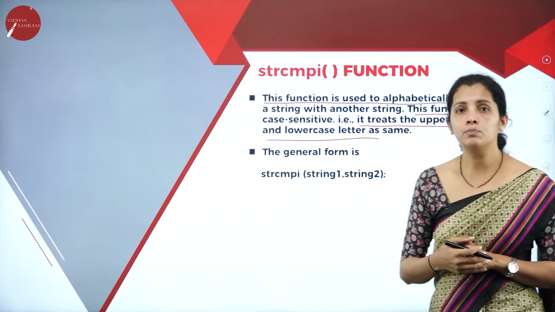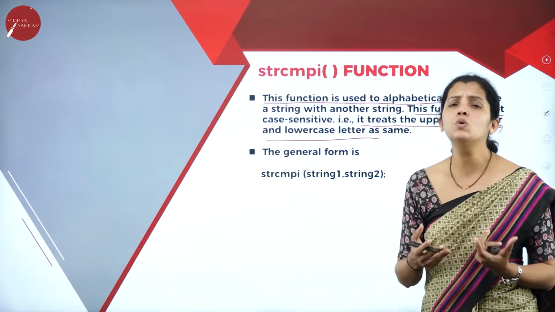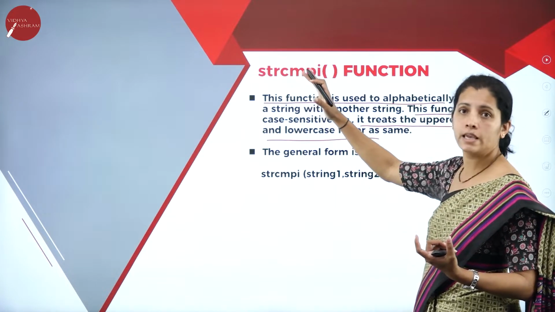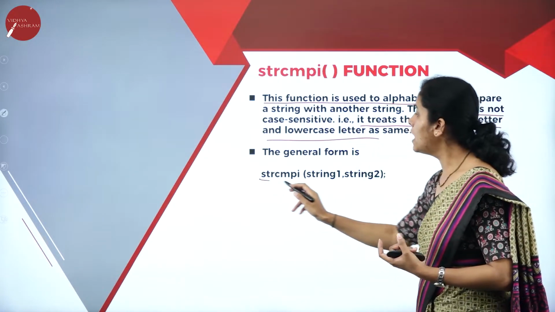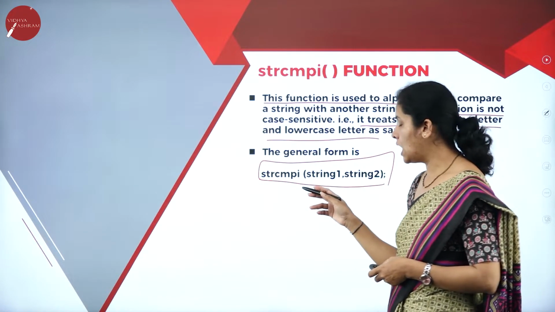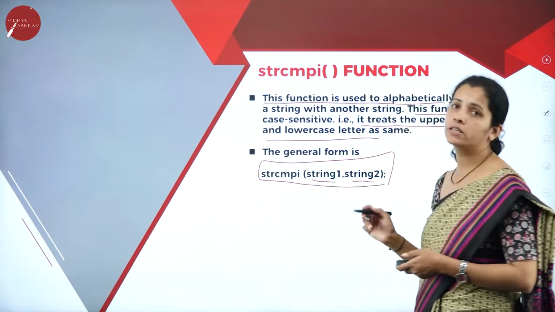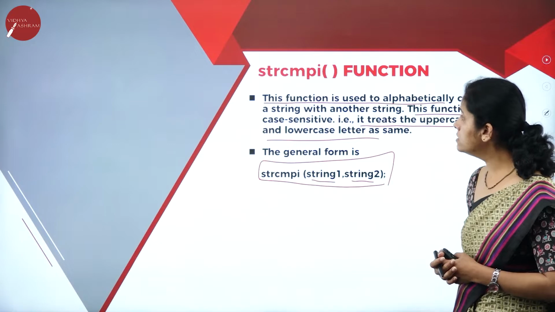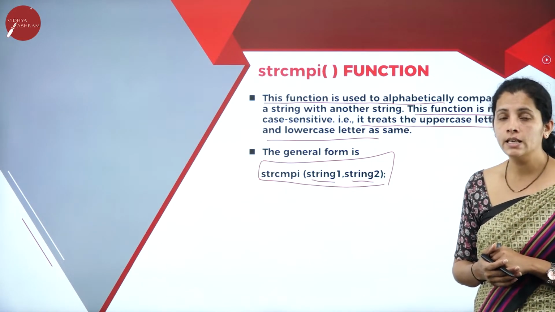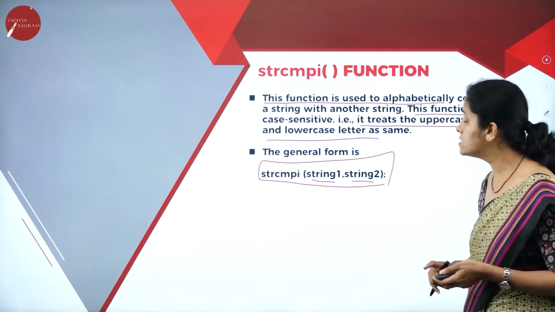So whatever input I'm going to provide, in the form of uppercase or lowercase, both are same in case of strcmpi. So here I'm going to have the general form: strcmpi, then string 1 and string 2. And if I consider this function, here also I'm going to have the three possibilities, that is positive value, negative value, as well as 0.